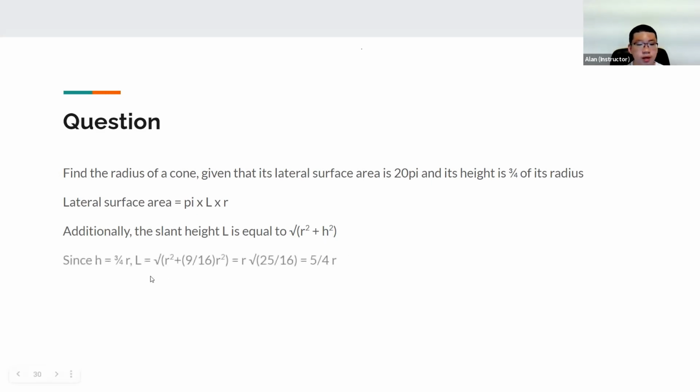And since you know that the height is 3/4 of the radius, you substitute h as 3/4 r, and you find that the slant height is equal to 5/4 of r. And so pi times 5/4 of r times r equals 20 pi. You divide both sides by pi and multiply both sides by 4/5 to get that r squared equals 16. So r is equal to 4.